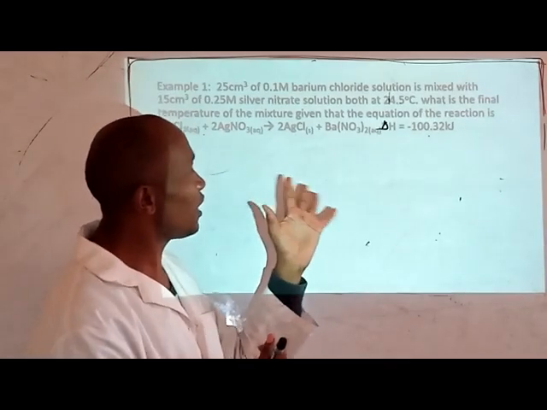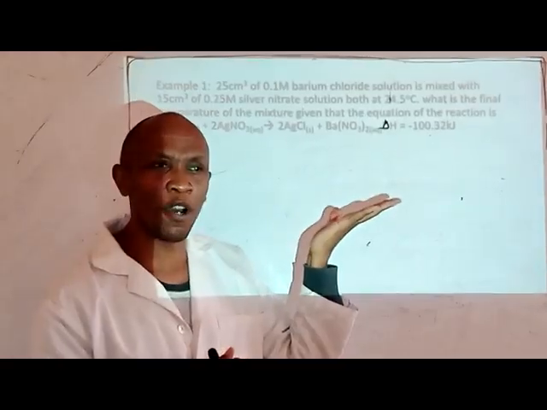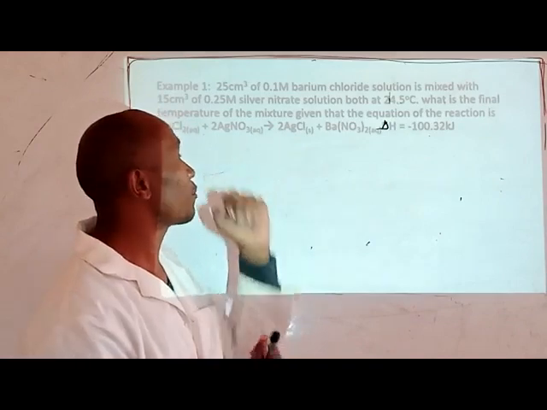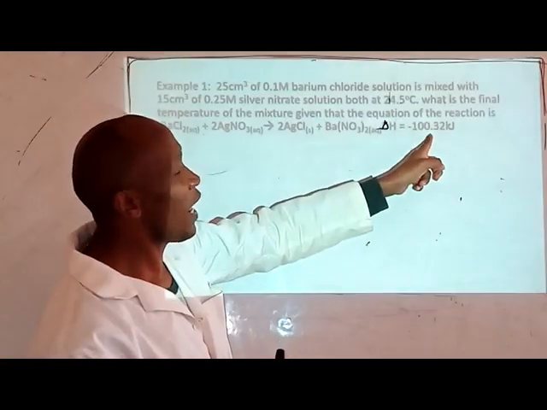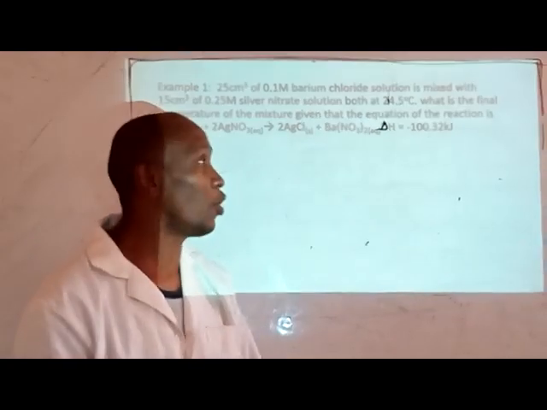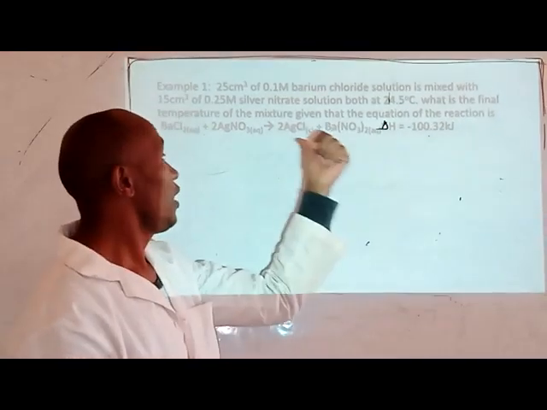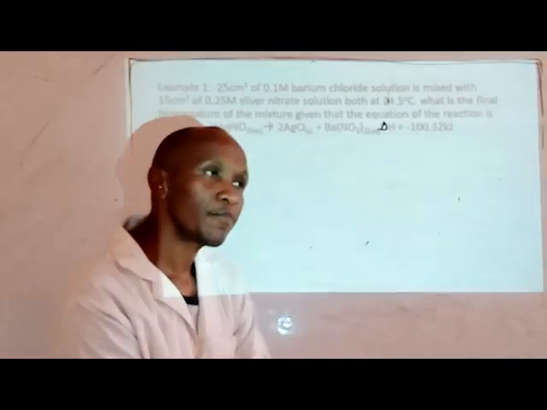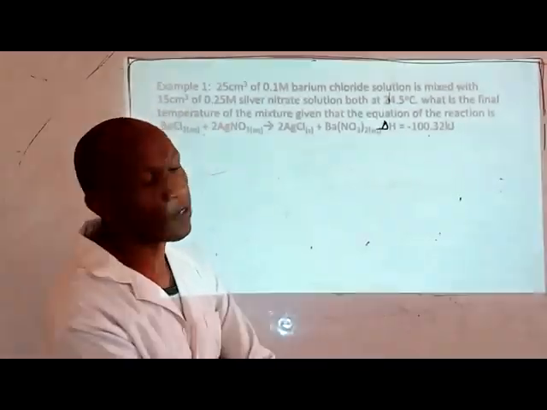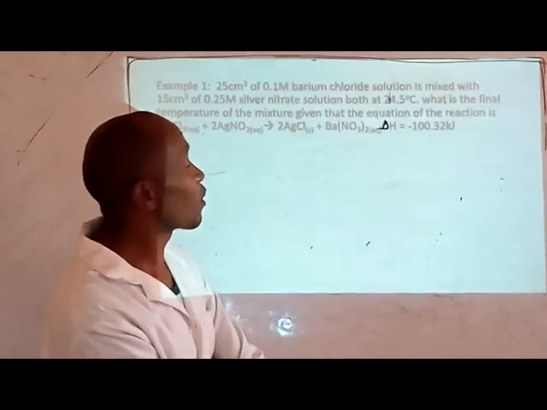In fact, you could say therefore that the enthalpy of precipitation of silver chloride is 100.16 kilojoules per mole, because this energy is for 2 moles of silver chloride.